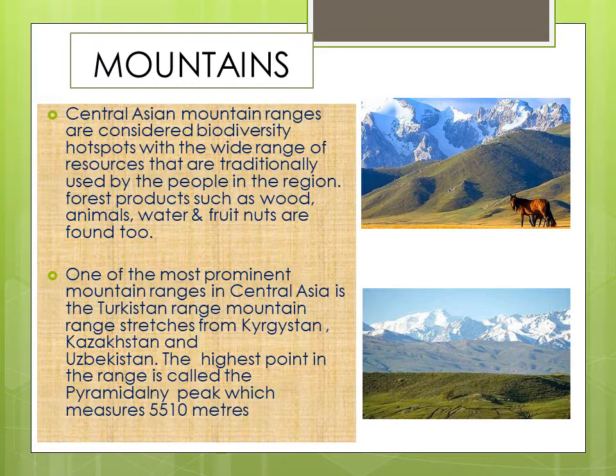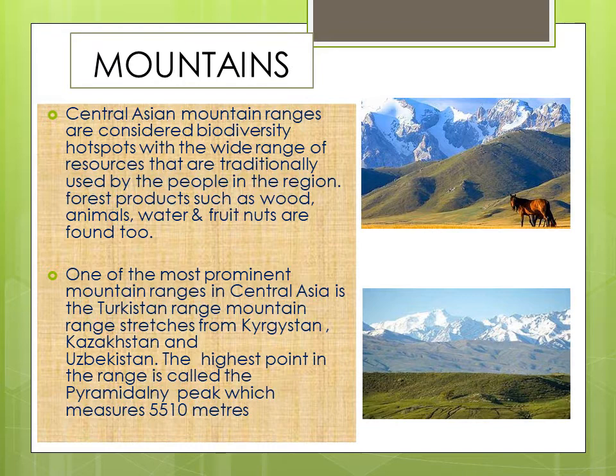Now, the mountains which we can see over here, children, the Central Asian mountain ranges are considered biodiverse, and they are the biodiverse hotspots with a wide range of resources. And these resources have been used since long, children, by the people. So we have the forest produce, like the wood, that is the timber for various purposes. Animals of different kinds are found over here. Water is available in the forest region. That's the reason the forest is thriving. And there are various kinds of fruit plants.